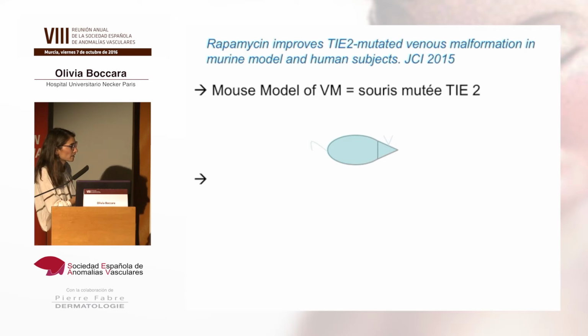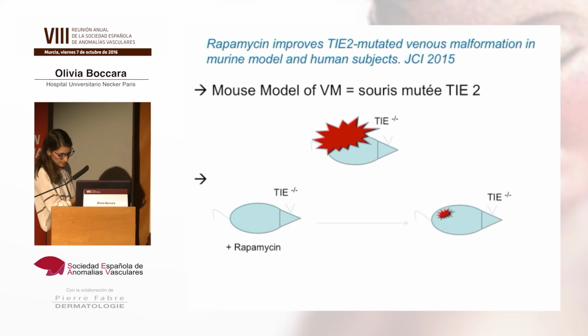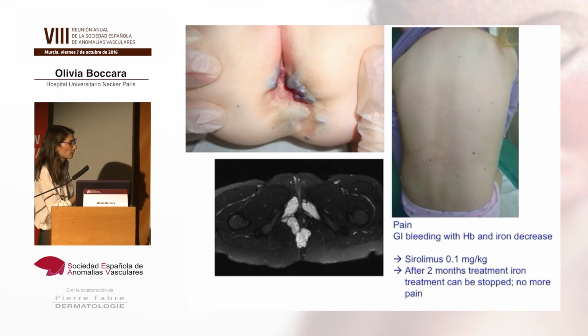The same team provoked venous malformation with a mutation, the TIE2 mutation, in mouse, and when they gave rapamycin to this mouse at the same time, the venous malformation became much smaller. So it is a further proof for the use of this treatment in those patients.